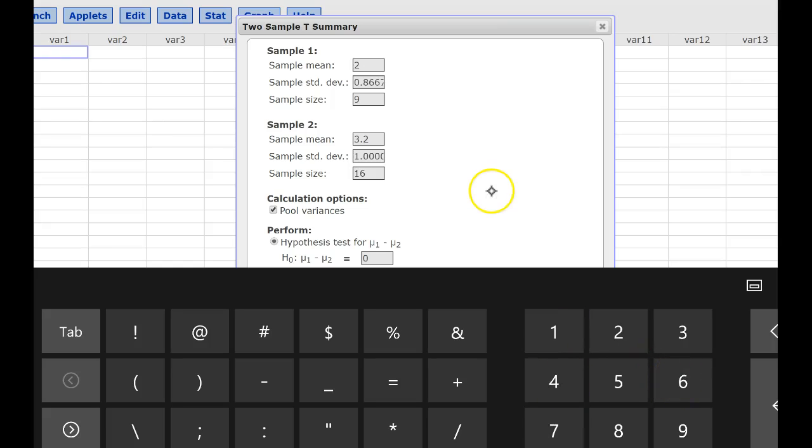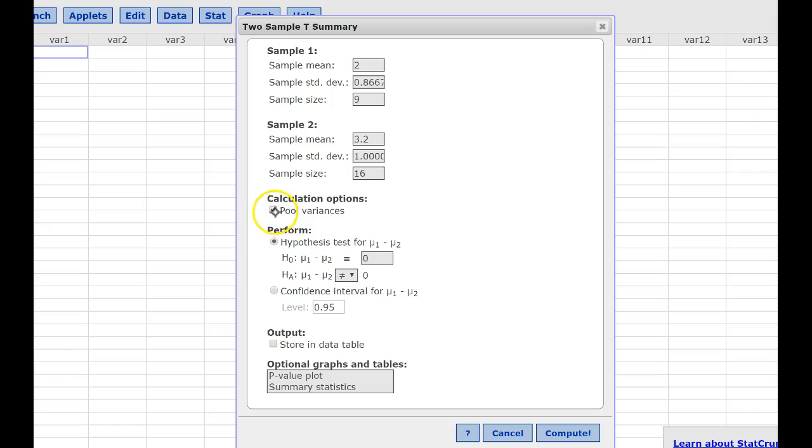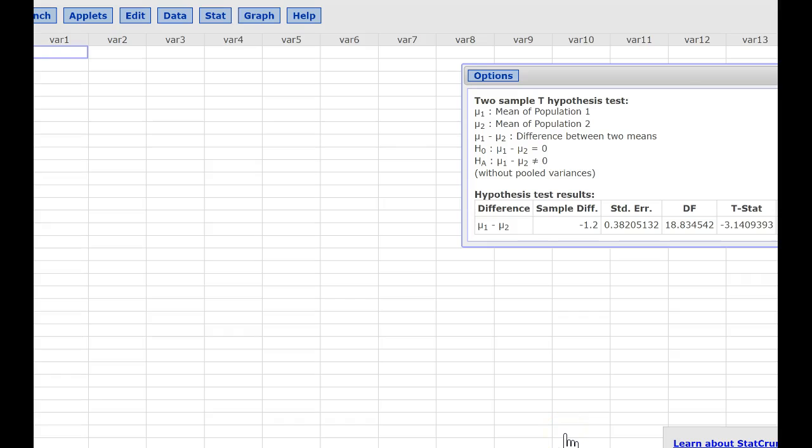So unfortunately, StatCrunch always has a default to pool variances, so we're going to take that off. We have that 0.8667 and 1, and we don't know that those are the same or close enough to pool. So I'm going to uncheck that. We're doing a hypothesis test. We want to say that there's no difference as our null, and that there is some difference as our alternative. So you can go ahead and compute.